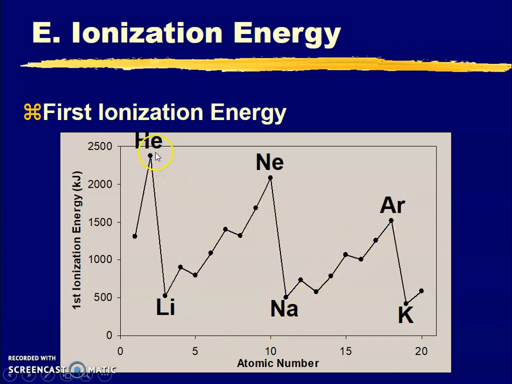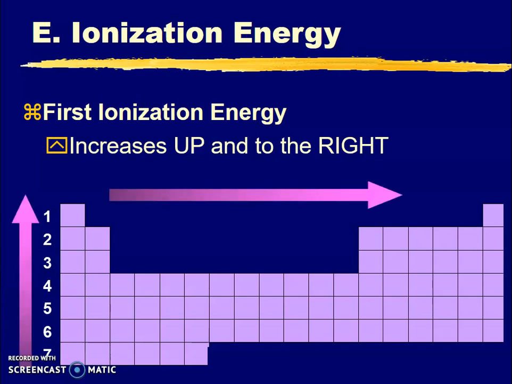But then if you look at the ones here, these are at the ends of the period. So helium is at the end of one, neon is at the end of one, argon is at the end of one. But as they go down, they get a little bit lower each time. So your first ionization energy increases as you go up the periodic table and as you move to the right of the periodic table.